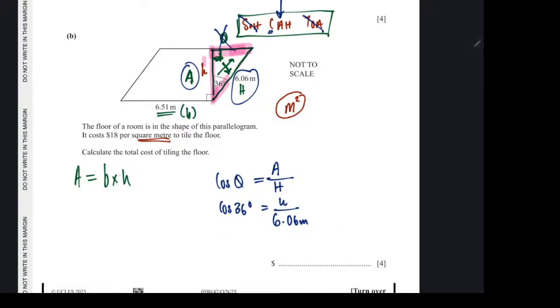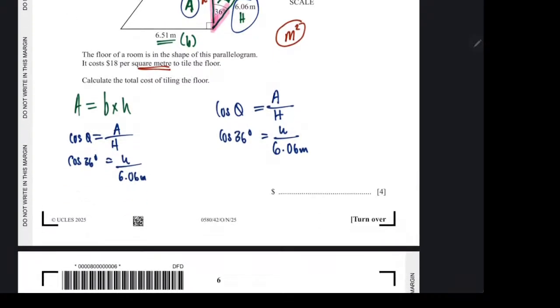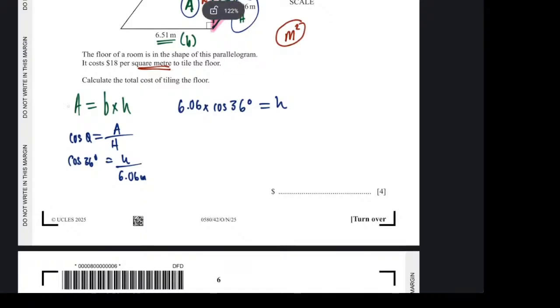6.06 goes to the other side, okay? You can actually do it here for those who wanted to. Cos theta is equal to adjacent over hypotenuse. Then you say cos 36 degrees is equal to adjacent, which is H, over hypotenuse, which is 6.06 meters. Then you take it to the other side. You say now, when it goes to the other side, 6.06 times cos 36 degrees. This is going to be equal to H. Can somebody punch this? Superstars, can you punch this? What is this height we are desperate to find?